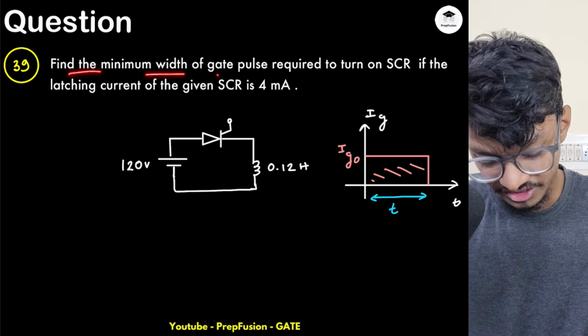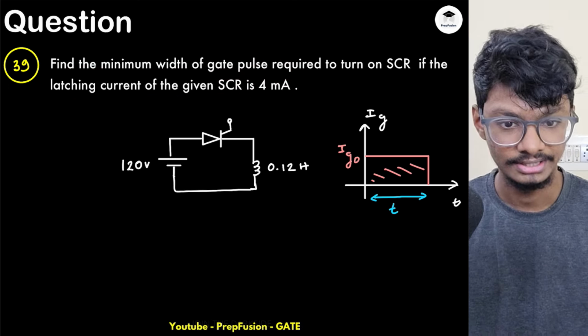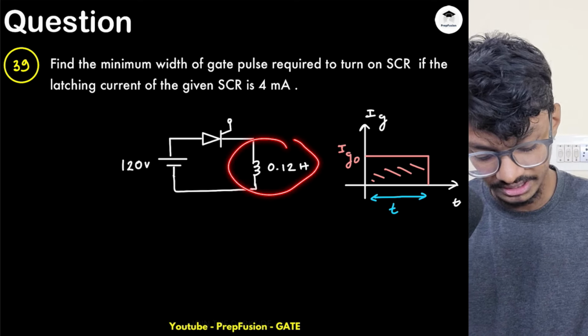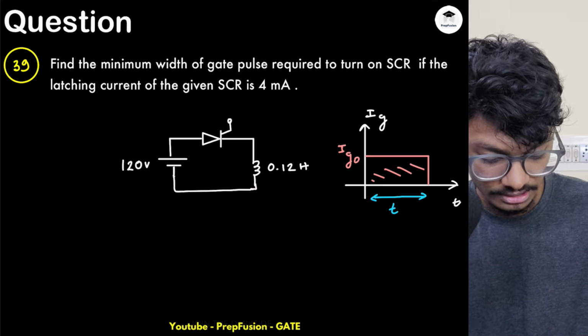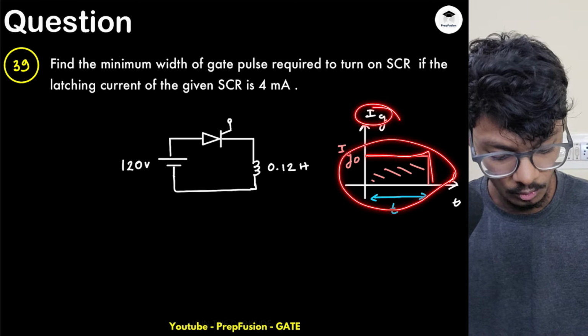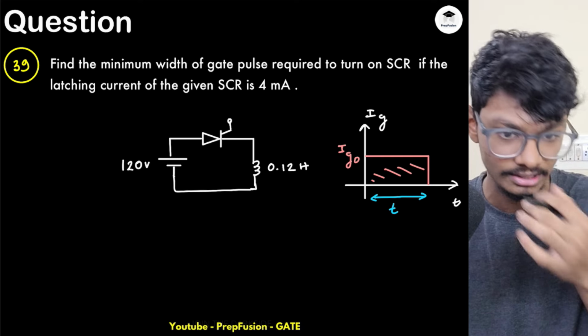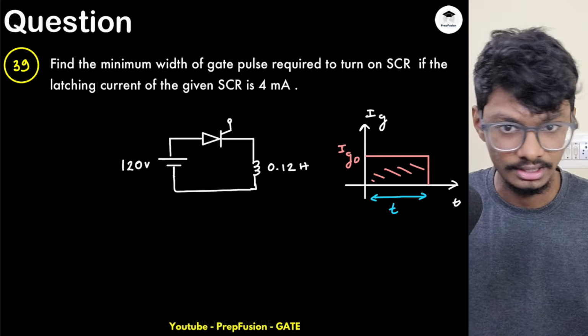Find the minimum width of the gate pulse required to turn on the SCR if the latching current of the SCR is 4 milliamperes. That means once the current of this SCR reaches 4 milliamperes, I can take out the gate signal. The gate signal is like a pulse where I will give some gate current IGO. It doesn't matter what the magnitude is, obviously it will matter in device characteristics.